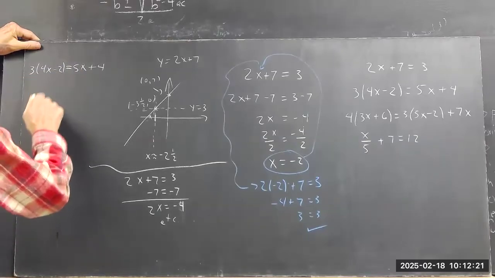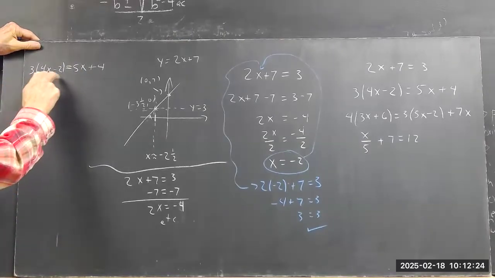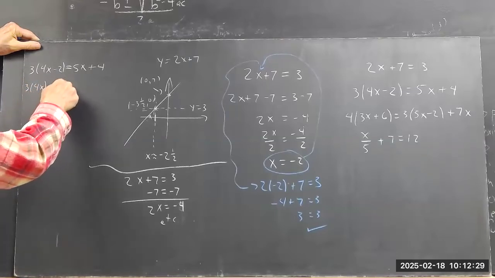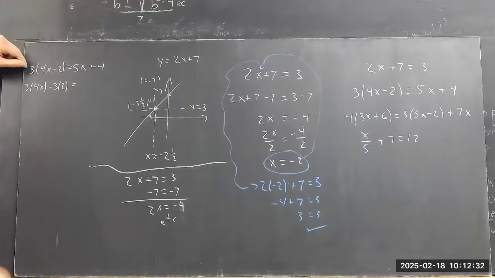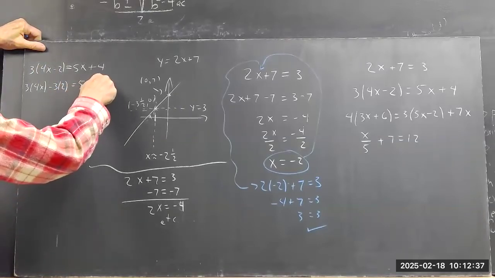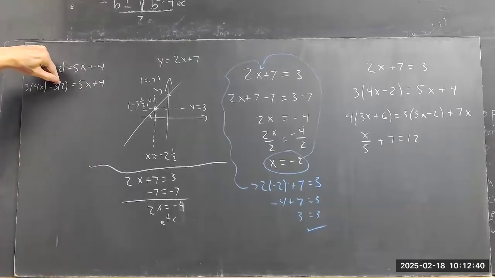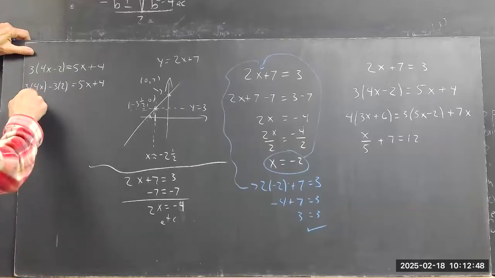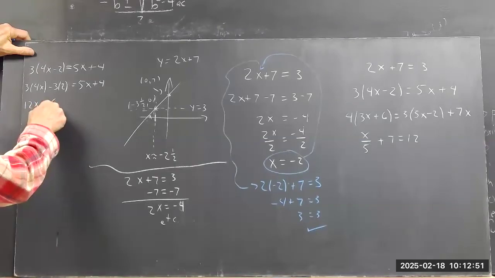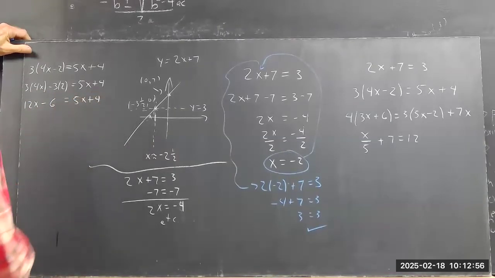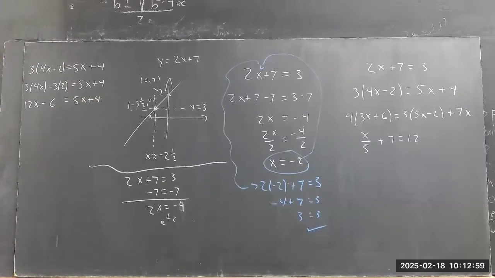First thing I do is I use the distributive law. 3 times the quantity 4x minus 2 is 3 times 4x minus 3 times 2. The 3 multiplies everything in here. Immediately occur to you to do that or not. Okay. So that's plus 4. Okay.